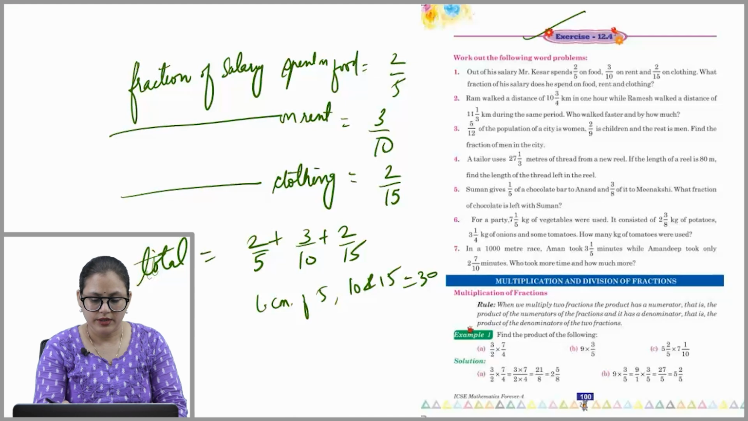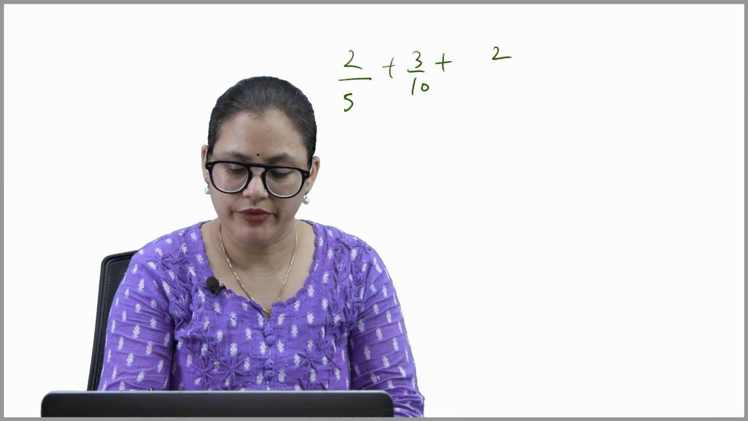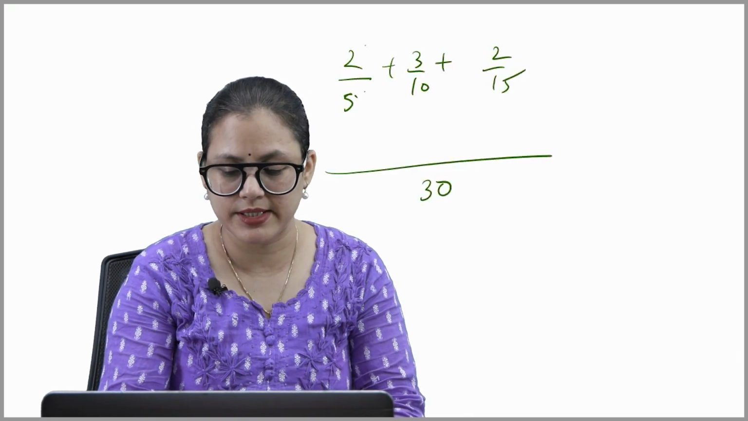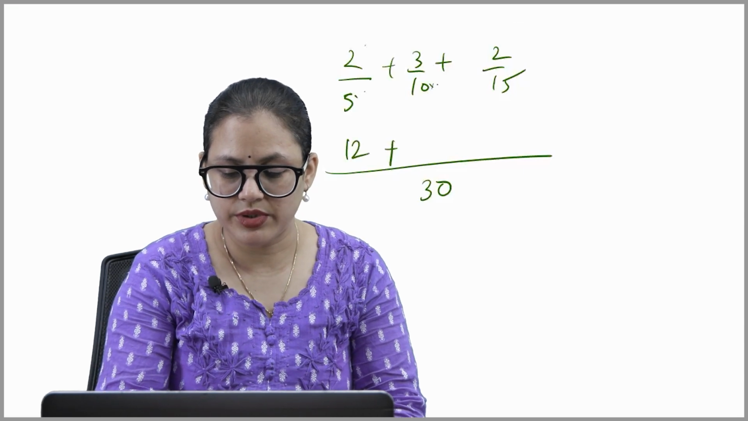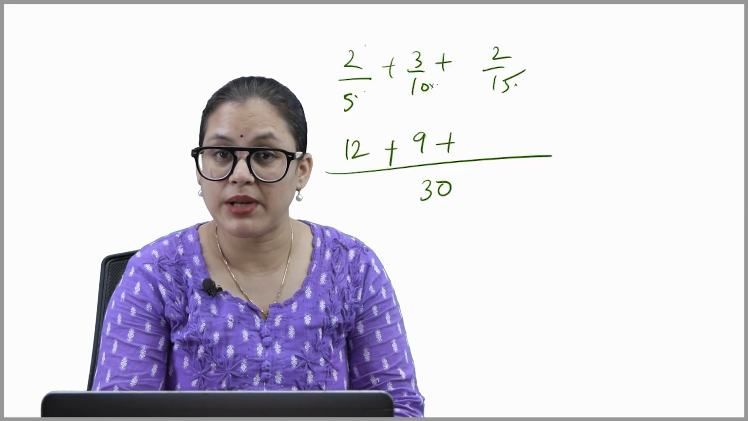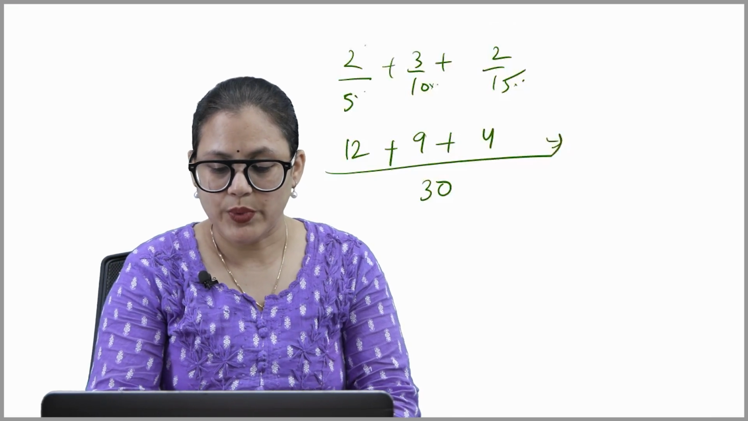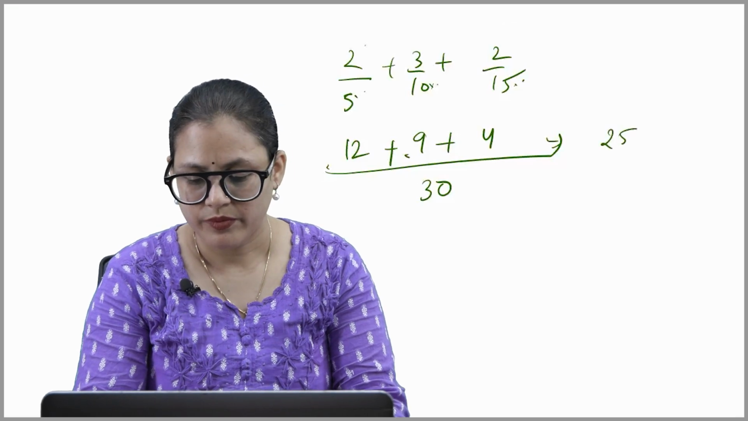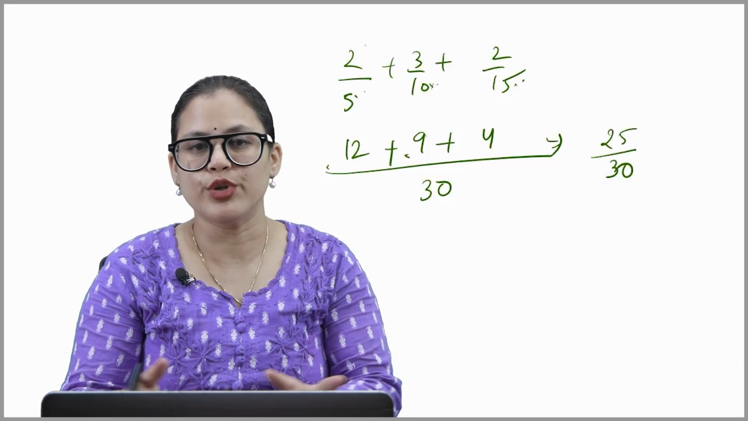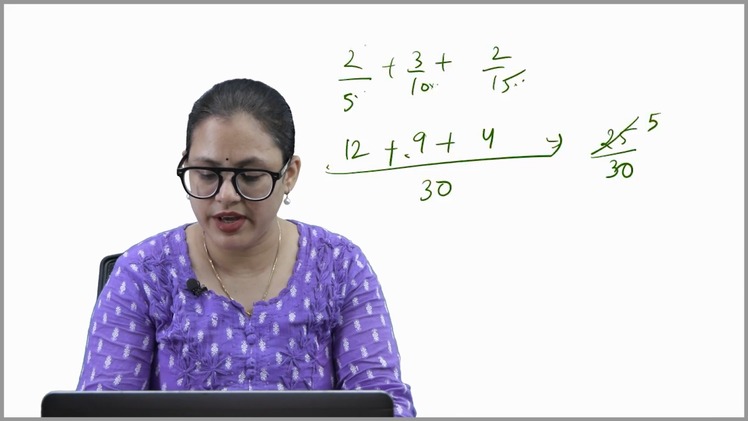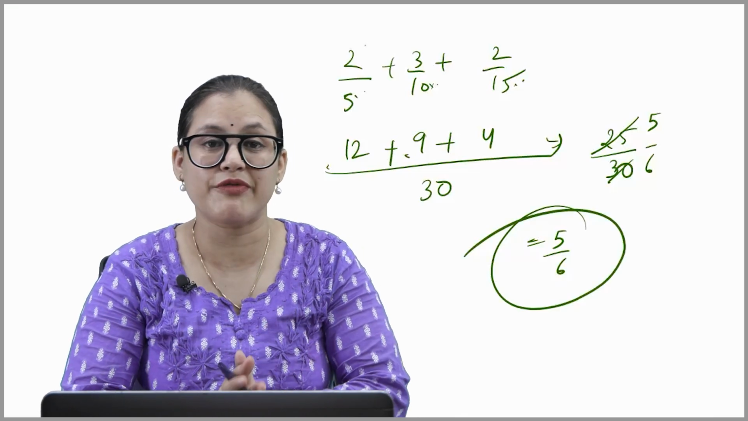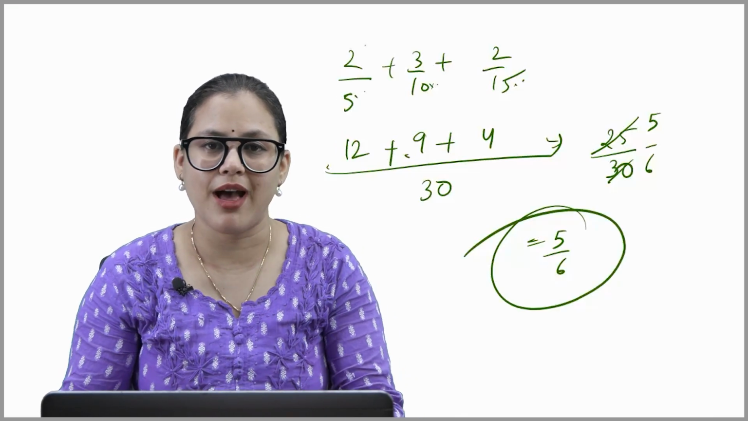Now we have 2 by 5 plus 3 by 10 plus 2 by 15. LCM 30. To make it 30, we'll multiply by 6. Here also we'll multiply by 6, 12. Plus, you will multiply here by 3 and here also 3, 9. Plus, here you will multiply by 2, here also 2, so 4. 12 plus 9 is 21, 21 plus 4 is 25 by 30. You can also reduce it to lowest terms. 5 5s are 25, 5 6s are 30. So 5 by 6 is the answer. It means he spends 5 by 6 fraction of his salary on food, rent and clothing.